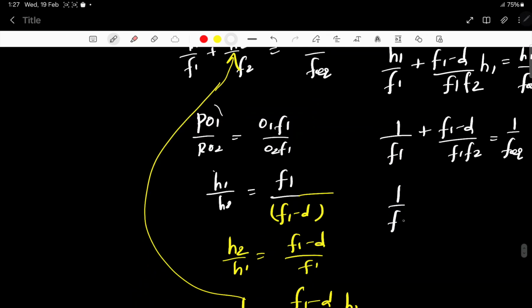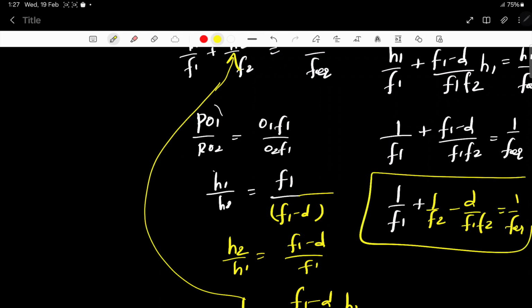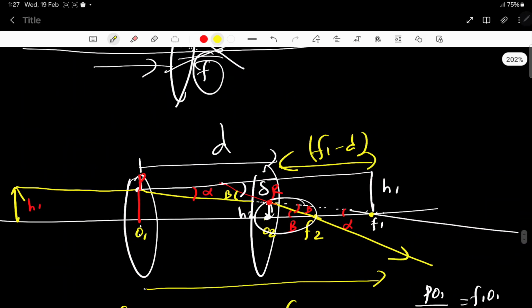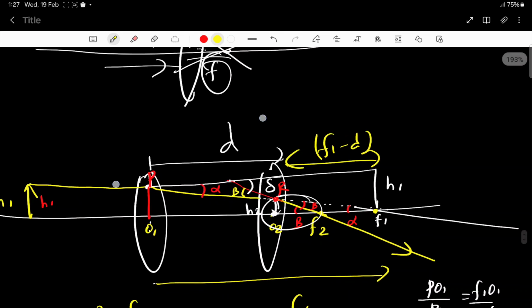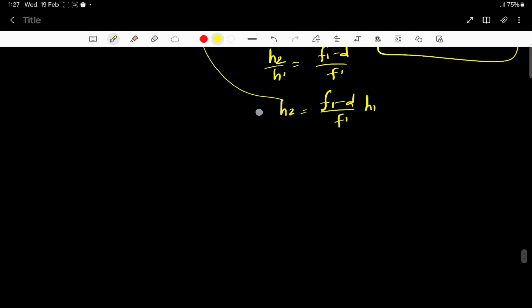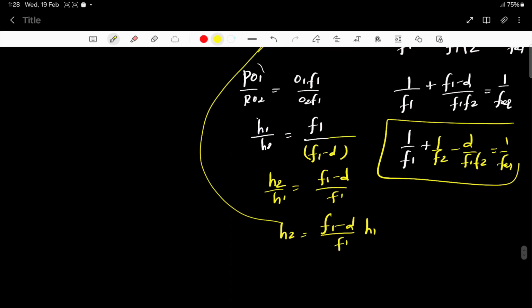This equation can be rearranged into the following form: 1 by F equivalent equals 1 by F1 plus 1 by F2 minus D by F1 F2. This is how we got the formula for lenses which are placed adjacent to each other, not in direct contact but with some little separation gap D. So it's the F equivalent formula. Similarly, we can rewrite the same formula in terms of power: P equivalent equals P1 plus P2 minus P1 P2 D. It's the formula we got.